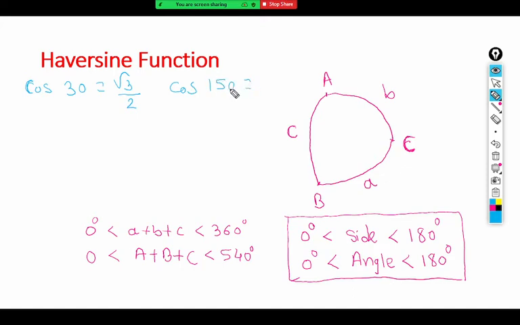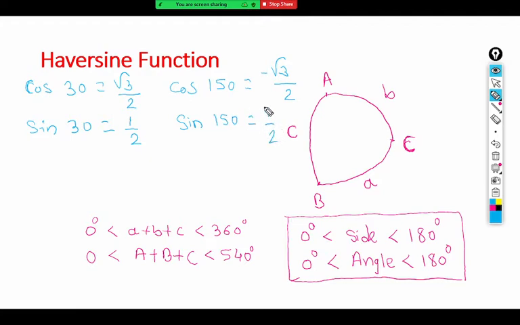Cos of 150 is minus root 3 by 2. Root 3 by 2, good. So that is correct. Now I will come to the next here. Sin 30 is 1 by 2. 1 by 2 is the correct answer. Sin of 150 is also 1 by 2.